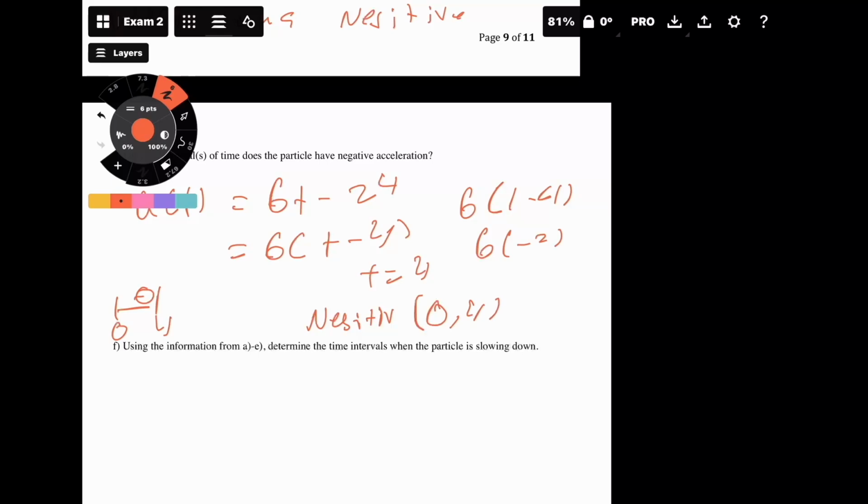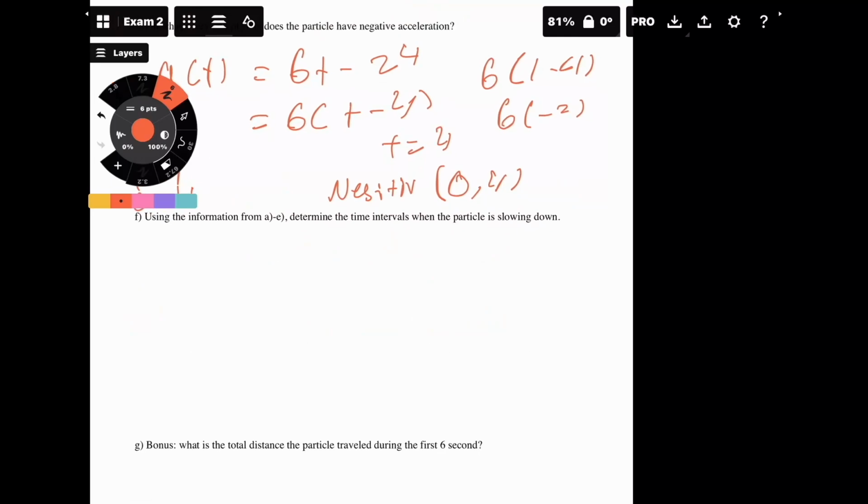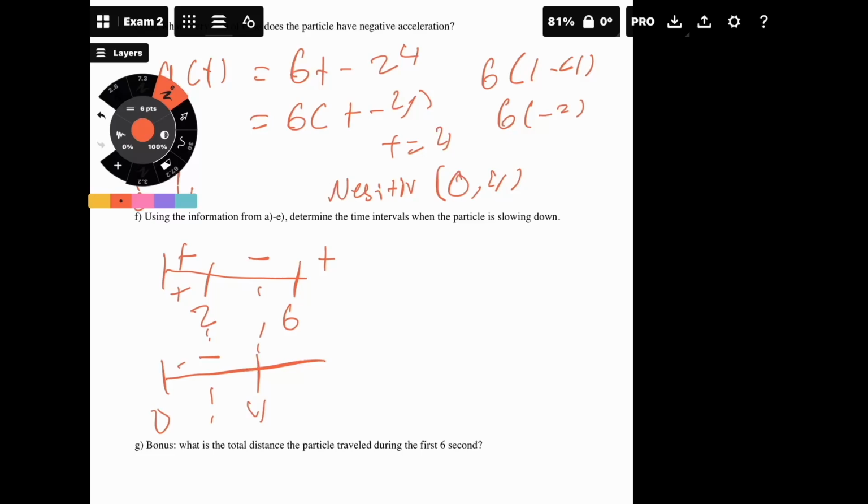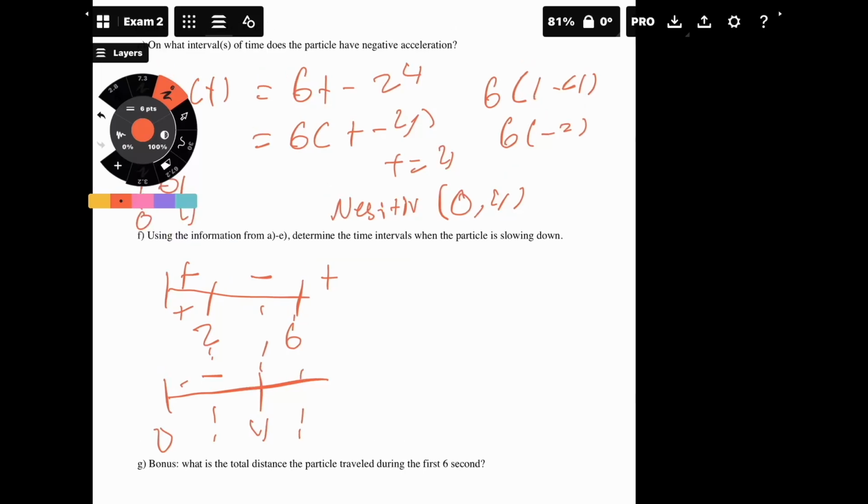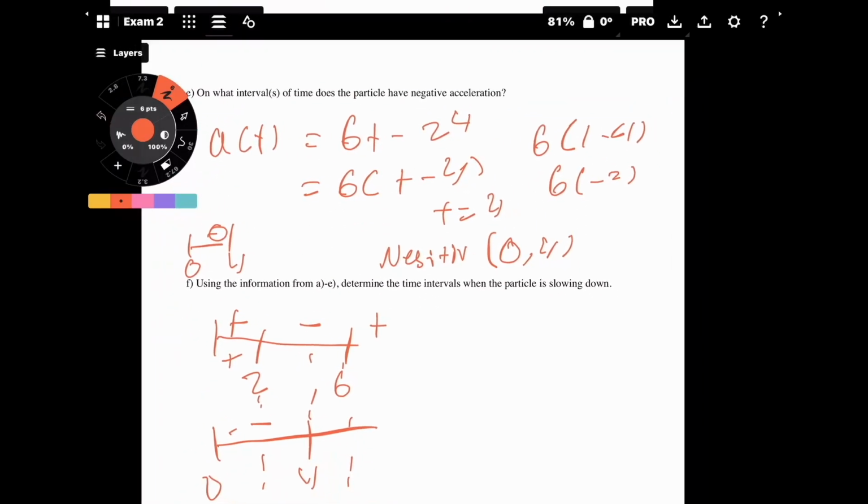Okay. Now we want to do this one. Use information from A to E to determine the intervals when slowing down. So we want to know where v of t is, since we know from 2 to 6 it's positive, negative, positive, and we know the acceleration from 0 to 4 is negative. So from here, we know the particle is slowing down when the signs are opposite. Opposite signs means 0 to 2, since it's positive, negative, and 4 to 6.